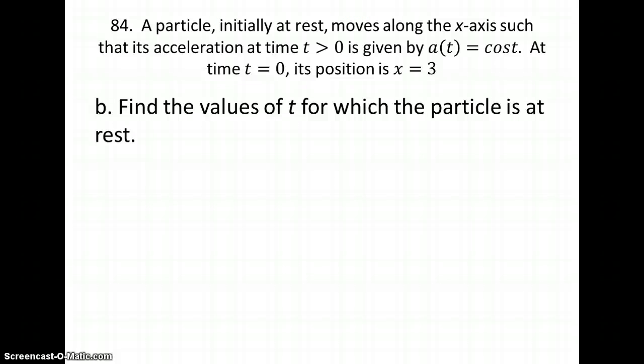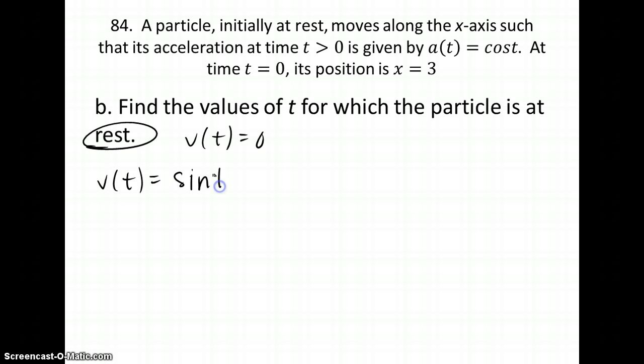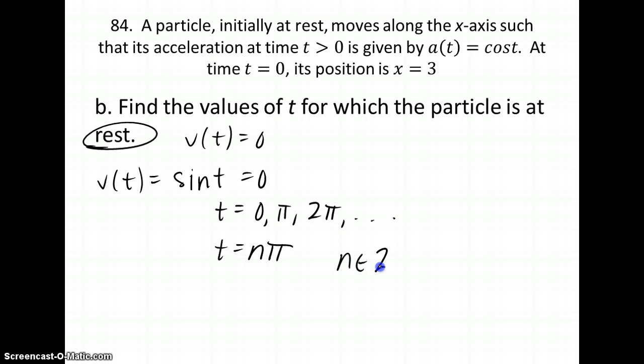So part B to that question, find the values of t for which the particle is at rest. The particle is at rest when the velocity is equal to 0. So we found the velocity function to be sine. So where is the sine equal to 0? At any interval of pi, so at n pi. And n would be a positive integer, because we're told time is greater than 0.